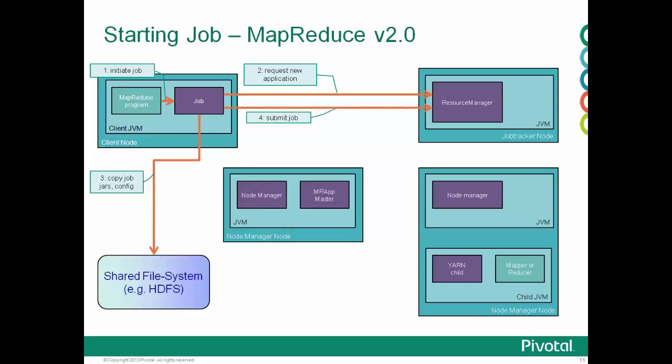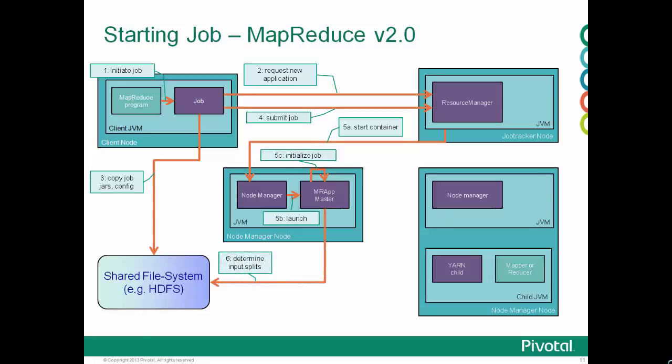The job is submitted to the resource manager, at which point in time a new container is generated, called the node manager, on one of the data nodes. The node manager will then launch the MapReduce application master. The application master will then initialize the job and determine how many blocks of data need to be read from HDFS for running this particular job.